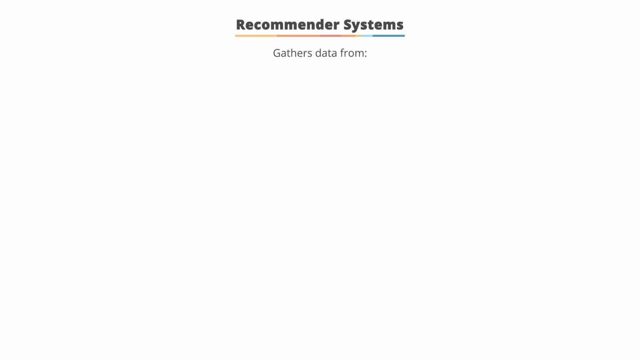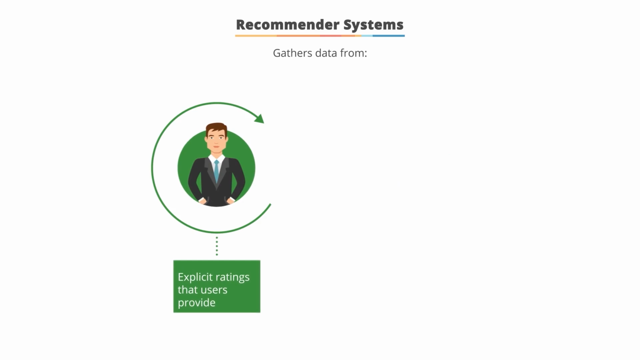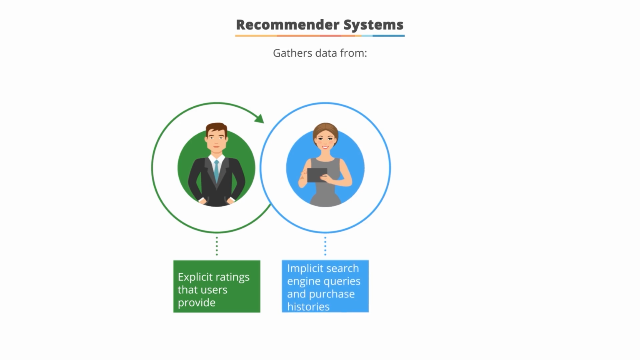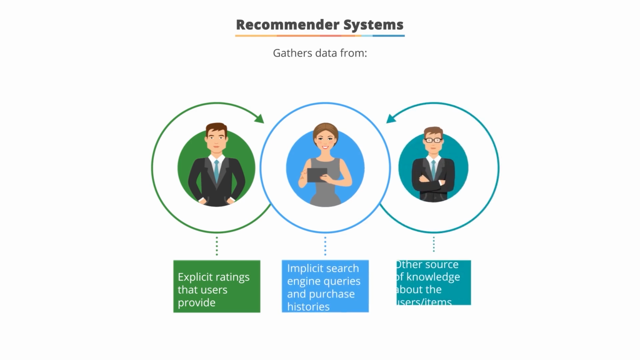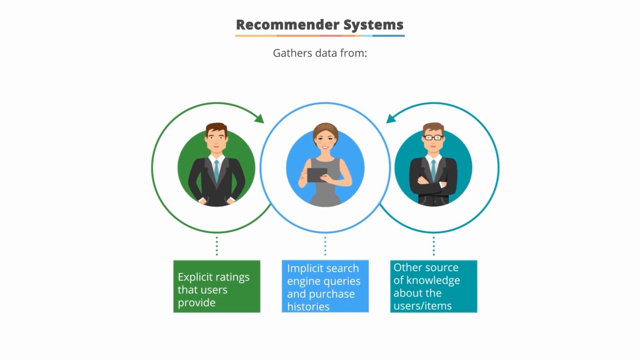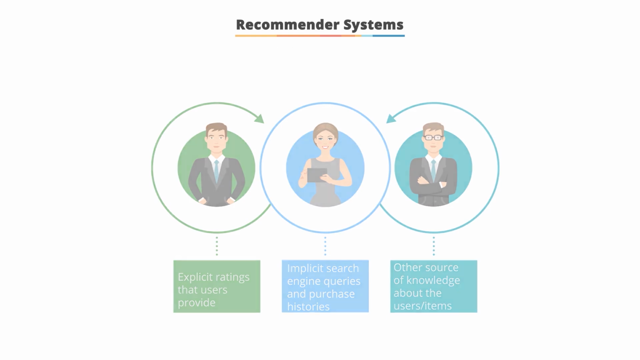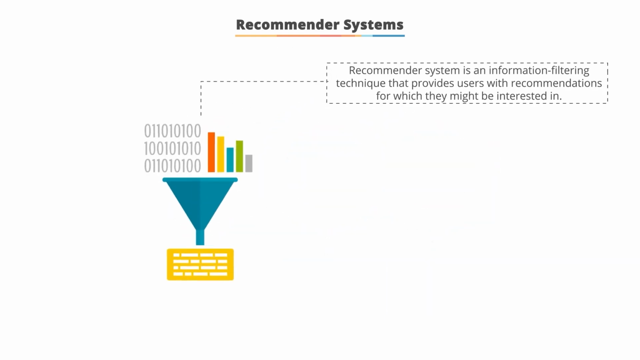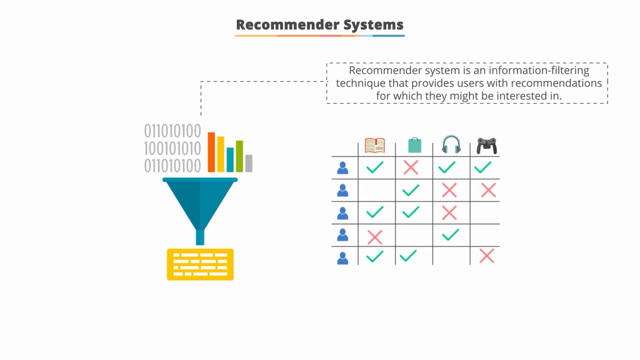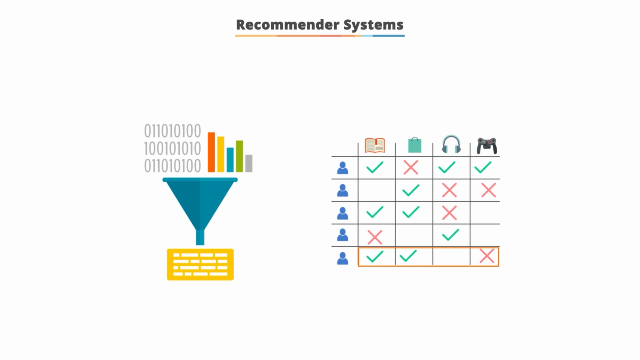Data required for recommender systems stems from explicit ratings that users provide after watching a movie or listening to a song, from implicit search engine queries and purchase histories, or from other knowledge about the users and items themselves. Recommender systems are one of the most successful and widespread applications of machine learning technologies in business. It is an information filtering technique that provides users with recommendations that they might be interested in. As you can see in the given image, interests of users A, B, C, D are given. Your recommendation system has to find out whether user E will be interested in music or not.